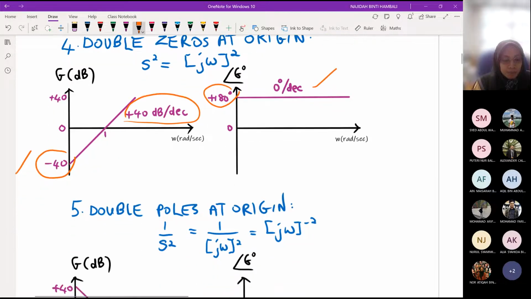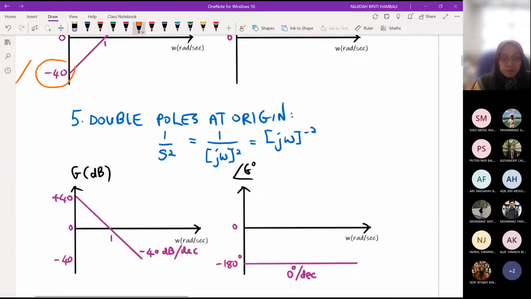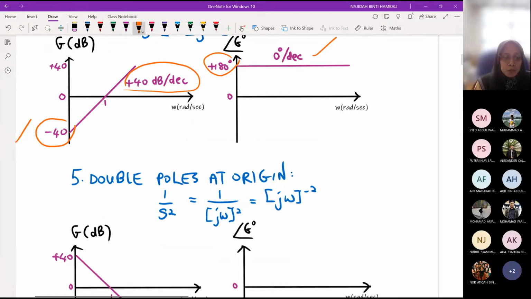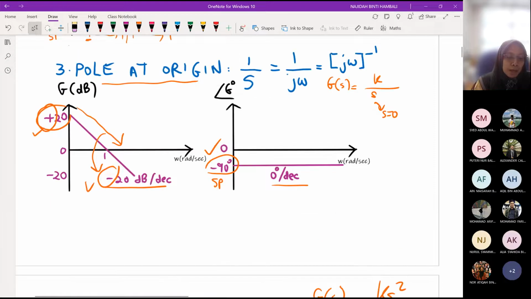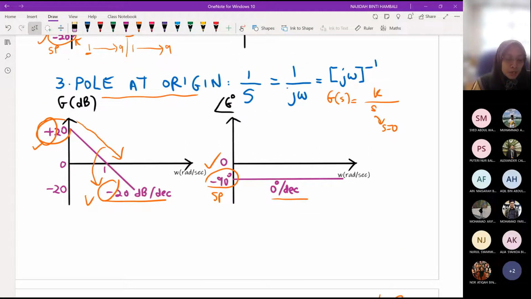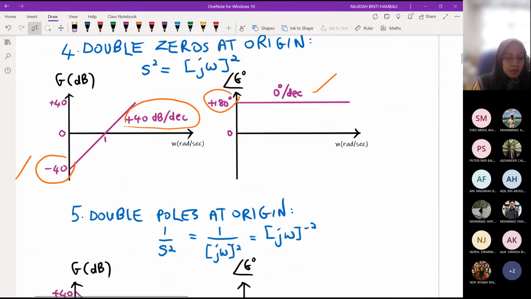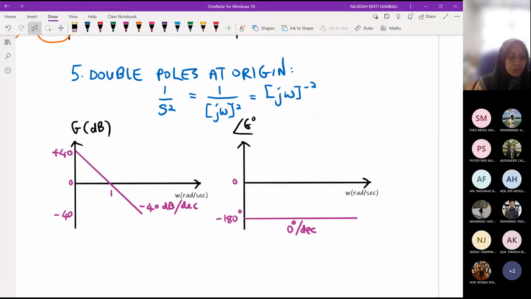Next, theory number 5. You can relate theory number 5 for double poles at origin with theory number 3, pole at origin. For pole at origin, the starting point is positive 20 dB. The slope is negative 20 dB per decade. For phase, the starting point is negative 90 degrees. For theory number 5, we double the value. Starting point positive 20 becomes positive 40. Slope from negative 20 dB per decade becomes negative 40 dB per decade.